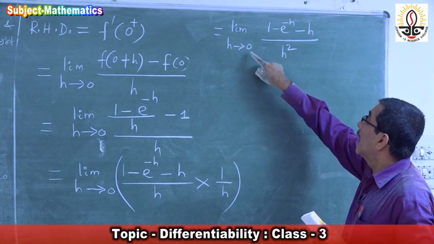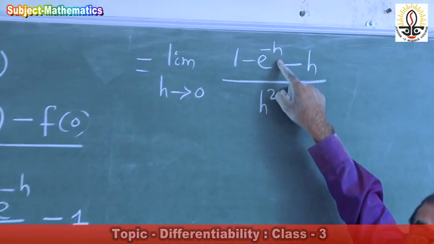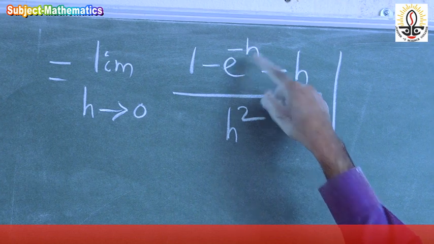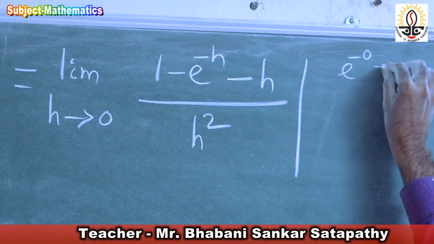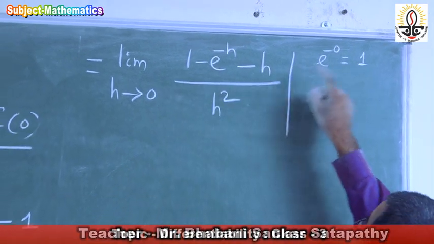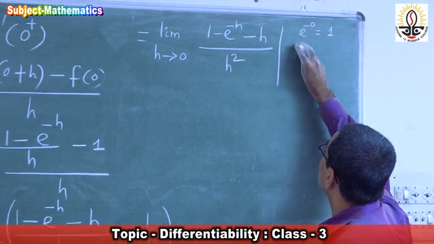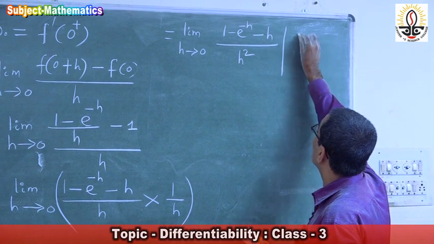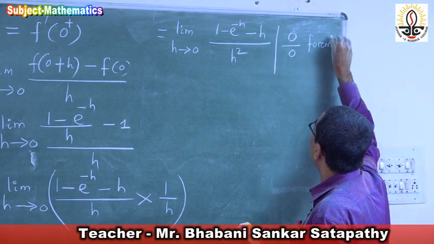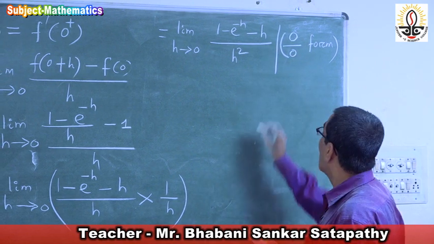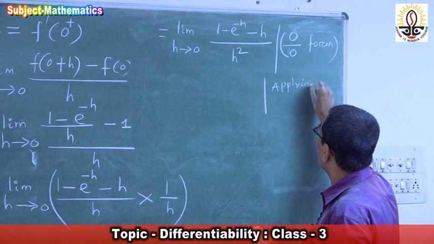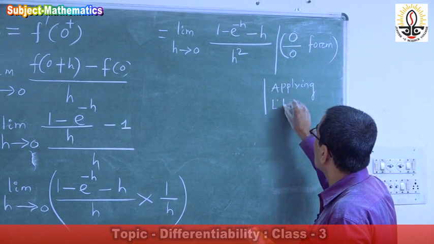Now put h equal to 0 here. What will you get? 1 minus e to the power minus 0. E to the power minus 0 means 1. So 1 minus 1 is 0, and the denominator is 0. This result is 0 divided by 0. Again, this is in 0 by 0 form, so applying L'Hopital's rule.